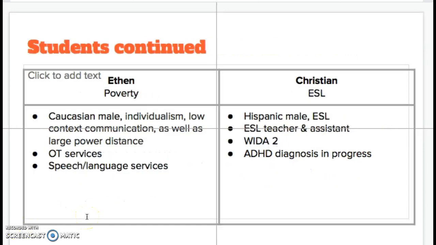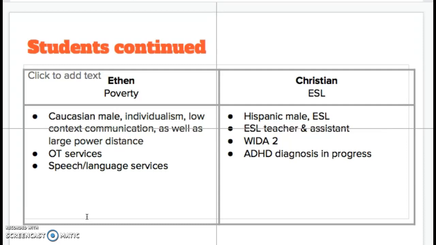Ethan is a student who is from a low socioeconomic status. He is actually considered to be a homeless student. He shares time with his mom and his dad, and since his mom is considered homeless, Ethan is also considered homeless. So he's actually bused from another town into the school district. Ethan is a Caucasian male. His archetypes would be considered individualism, low context communication, as well as large power distance. He receives occupational therapy services weekly, and he also receives speech and language services.